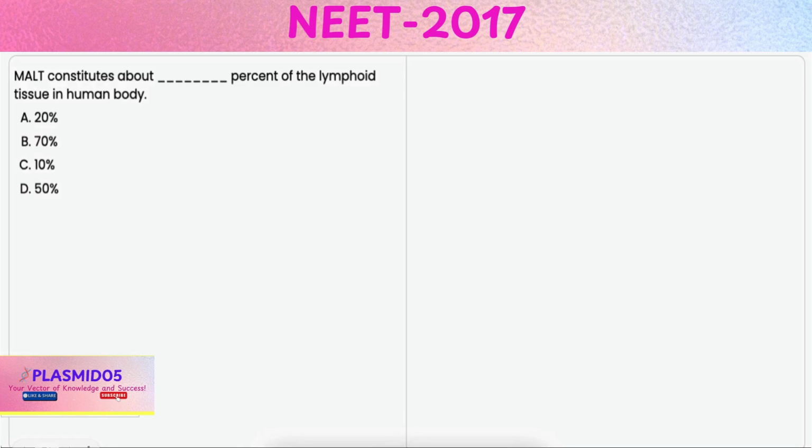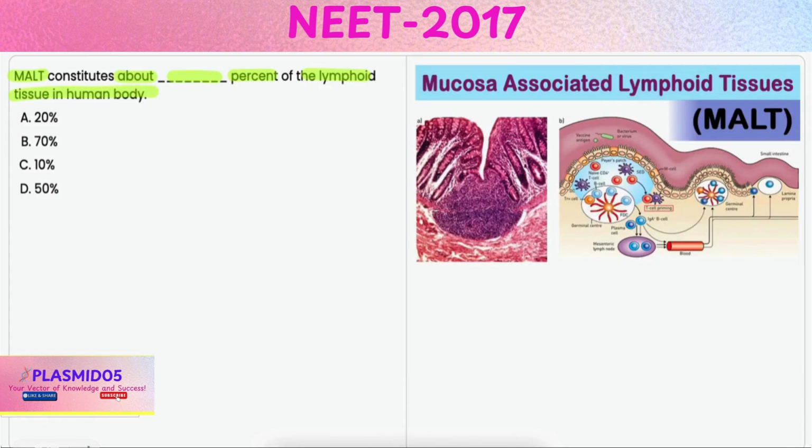In this question, you have to point out that MALT constitutes about 1% of the lymphoid tissue in human body. Now, mucosa-associated lymphoid tissue, that is MALT, makes up about 50% of the lymphoid tissue in the human body. And it is found in various submucosal membrane sites of the body, such as gastrointestinal tract, then oral passage, nasopharyngeal tract, and so on. So the correct answer is option D, 50%.